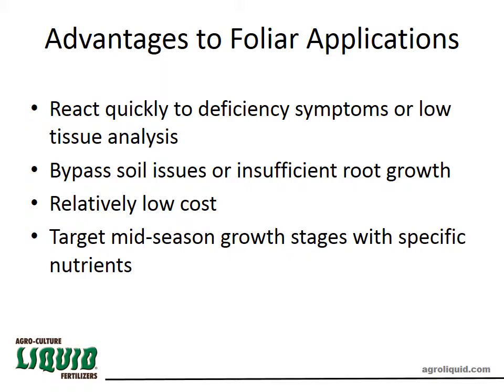Real quick, I'd like to go over some advantages that I see to foliar applications. First, it gives us the ability to react quickly to deficiency symptoms or low tissue analysis in our crops. We can also bypass soil issues or insufficient root growth, things that would cause soil applied fertilizer to not be used as readily. Foliar applications are mostly relatively low cost. We can do these for fairly cheap, and it gives us the ability to target mid-season growth stages with specific nutrients, as you'll see here in a minute why that's important.